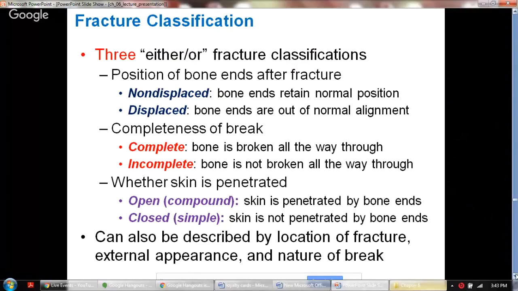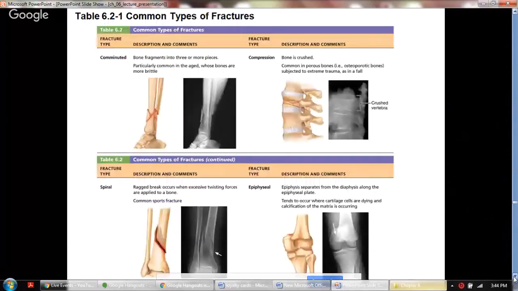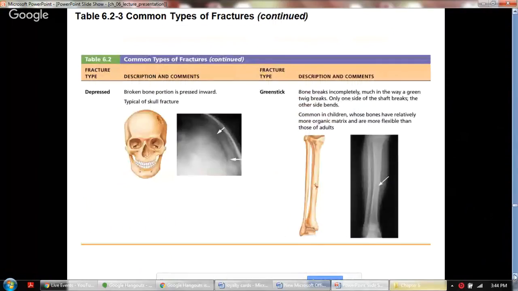These fractures can also be described by the location of the fracture, its external appearance, and the nature of the break. So here it will show some fractures: the spiral fracture, the epiphyseal fracture, the compression fracture, which happens in the vertebral body, as well as some comminuted fractures, which means there are a lot of fragments over here, the depressed fracture in the skull, and the greenstick fracture in the tibia.